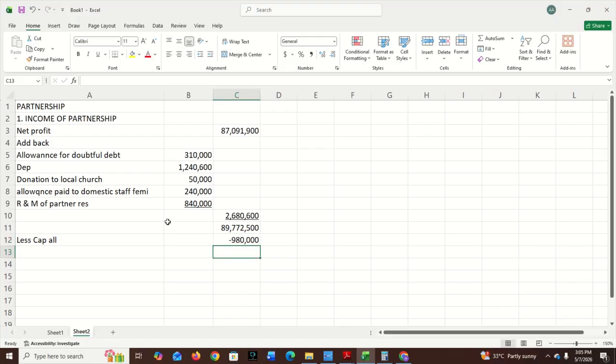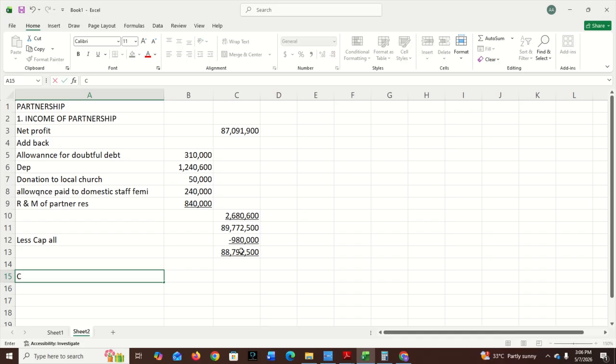So how much is the profit that partners will share now? They will share 88,792,500, and they will share it equally. So 88,792,500. That's the first part. I've gotten the first 5 marks. Let's now go and do the next one that will score marks.